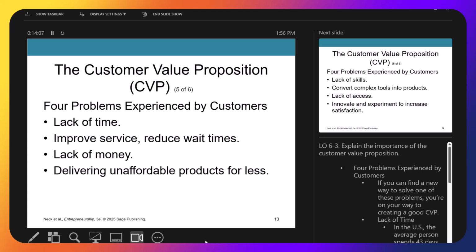So you have some problems associated with customers too. These are the things that pop up, and these are pretty common, and that's why they're listed. A couple of problems here: lack of time, improved service, reduce wait times; lack of money, delivering unaffordable products for less. So when you look at the customer value proposition, these are some things you have to look at, and sometimes they can actually be issues.